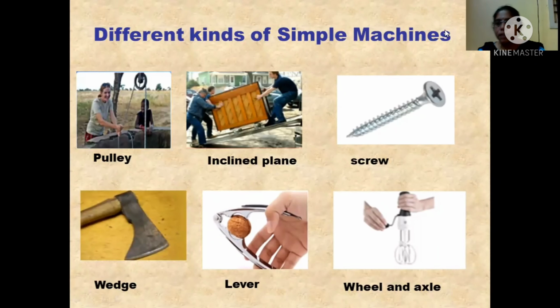Different kinds of simple machines. There are 6 kinds of simple machines used by us in our daily lives: pulley, inclined plane, screw, wedge, lever, wheel and axle.